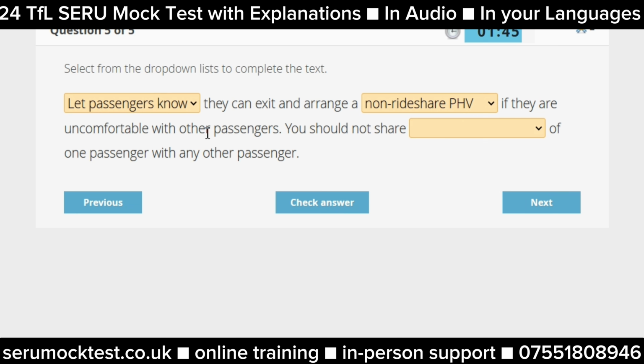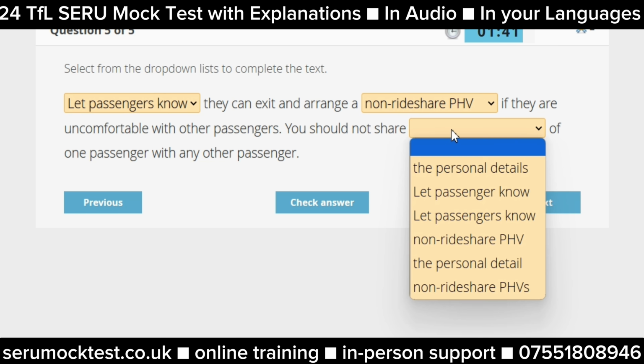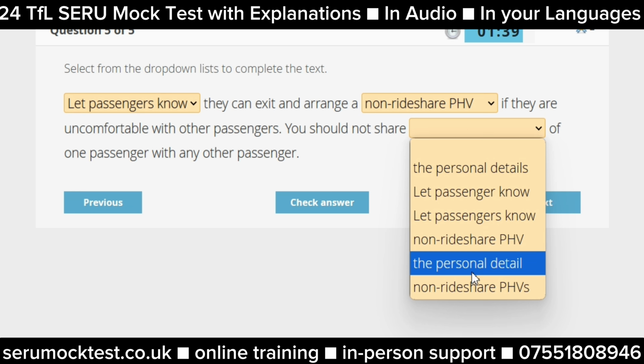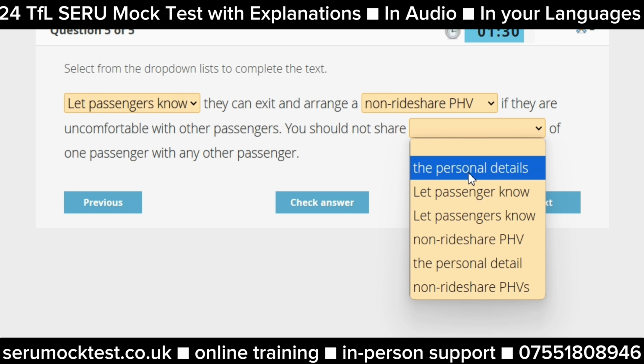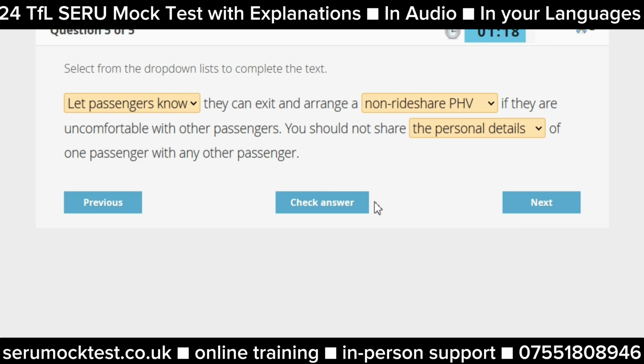If you are uncomfortable with other passengers, you should not share the personal detail or personal details. Think about it for a second. Which one is correct? A person has more than one personal detail. They could have a phone number, they could have an email or whatever. So we should not be sharing personal details of one person with another person. Okay, so let's see.